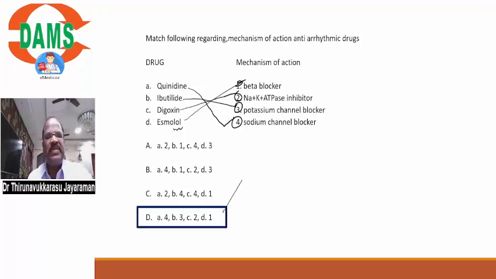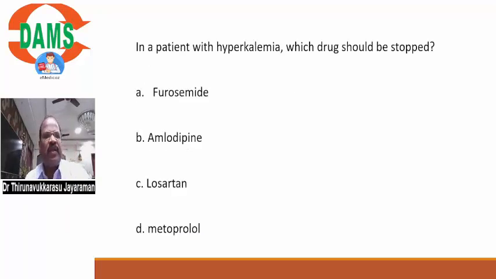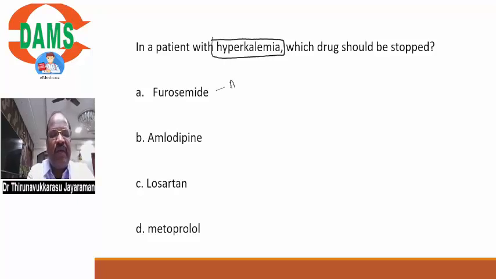Okay. Straight question. In a patient with hyperkalemia, which drug should be stopped? Easy question. That means, look at the options. Furosemide, a loop diuretic, causes the adverse effect of hypokalemia, so we don't need to stop it here. Amlodipine has no effect on potassium, so no effect.